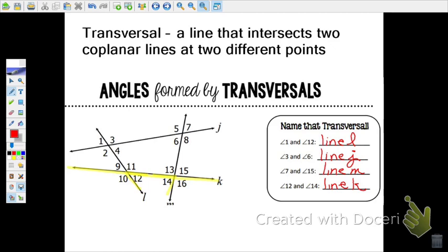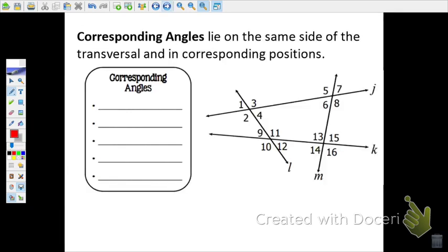So it's important in a diagram to be able to identify the transversal if you are given more than 3 lines. Here we had 4 lines. So then we're going to look at finding different angle pairs, again, based on those 2 lines cut by a transversal.